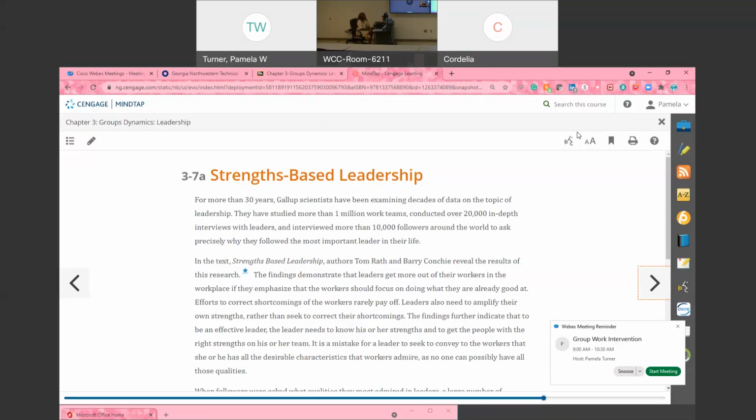Okay. In the text Strength-Based Leadership, the findings demonstrate that leaders get more out of the work if they emphasize what workers have already done. Try that again. I'll do better in the group, my members will do better, if I focus on what they've already done, what they're good at. Oh my gosh, you showed up today, right? We all like that warm fuzzy. We all like being acknowledged for what we've done.